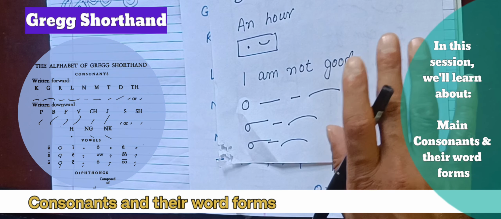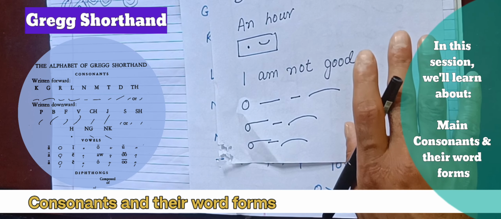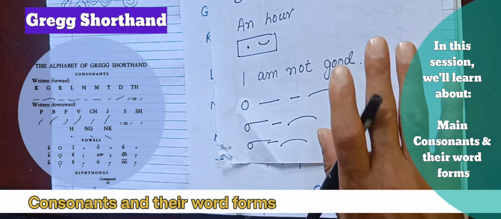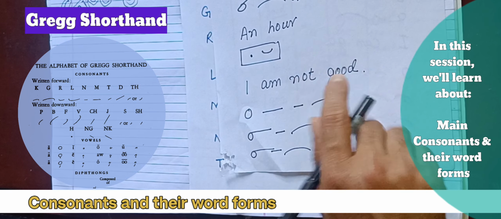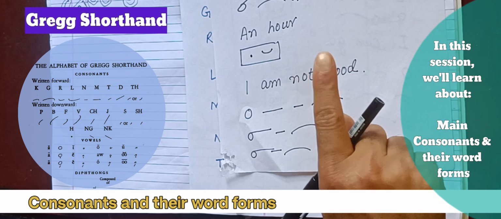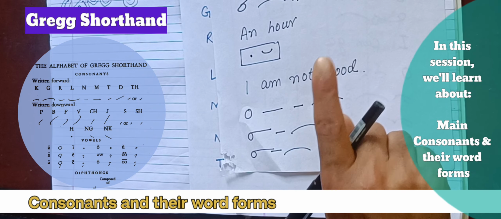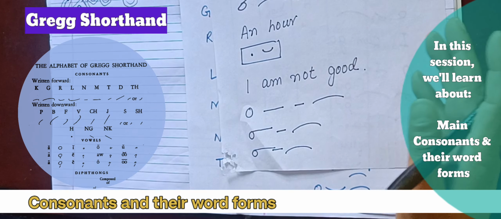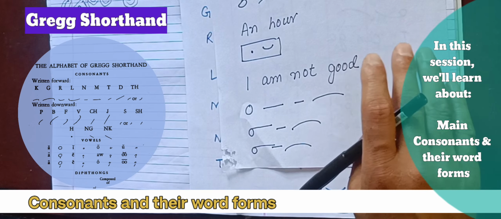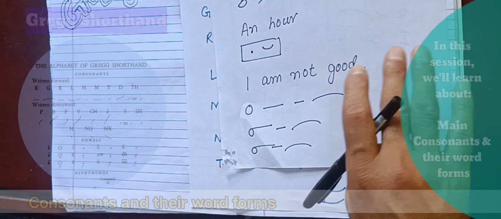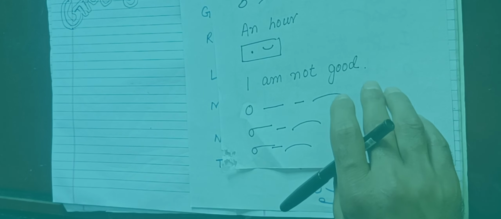These are some of the most frequently used words in English. In Gregg Shorthand, instead of writing full outlines, we use these simple forms to save time and increase speed. With regular practice, your speed will improve naturally. So keep practicing these consonants and their word forms again and again.